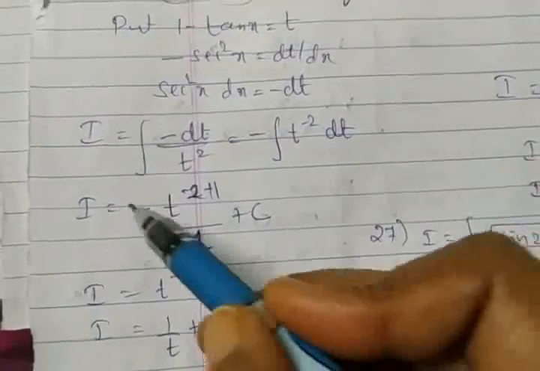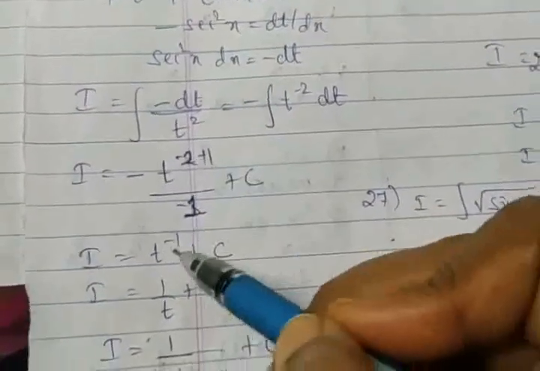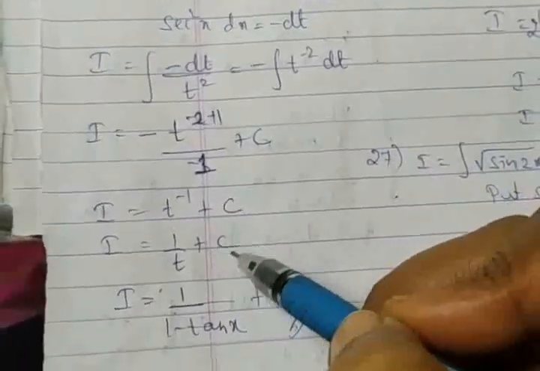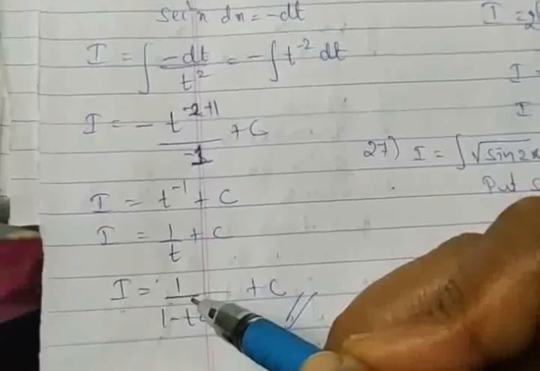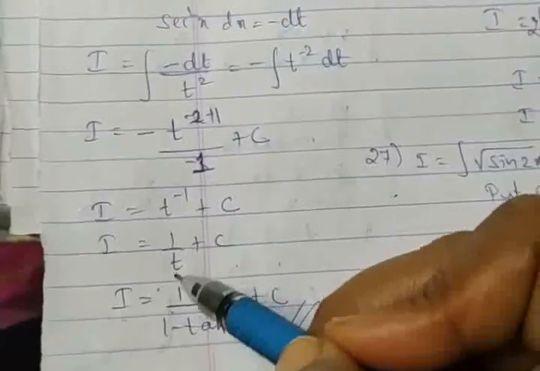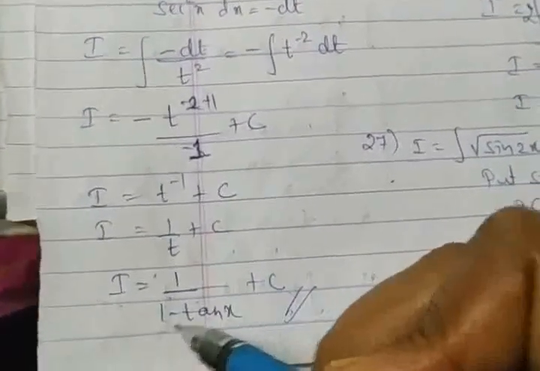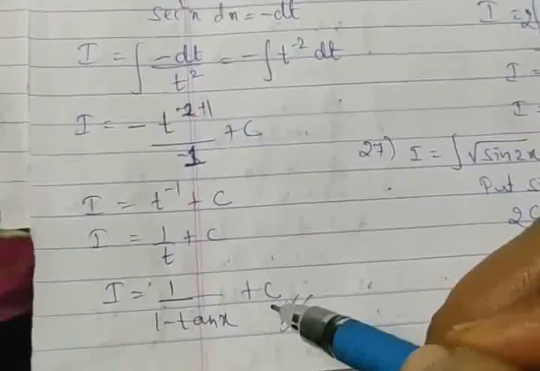The minus gets eliminated. We have t raised to minus 1 plus c. So we have 1 by t plus c. This can be further replaced back: 1 upon t, and the t value we claim as 1 minus tan x. So 1 by 1 minus tan x plus C should be the answer.